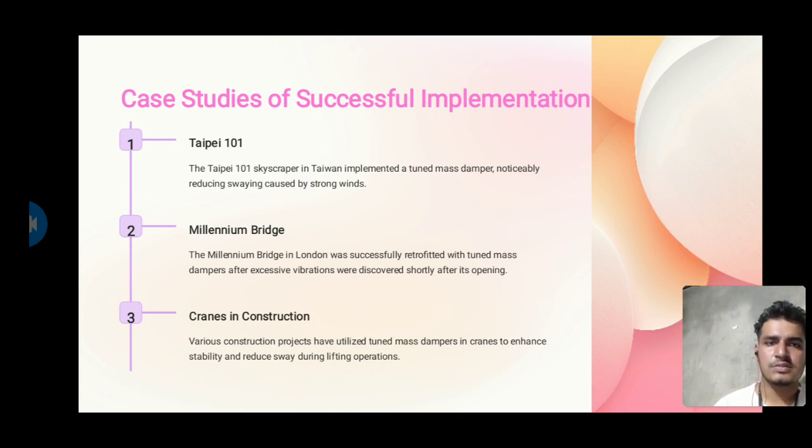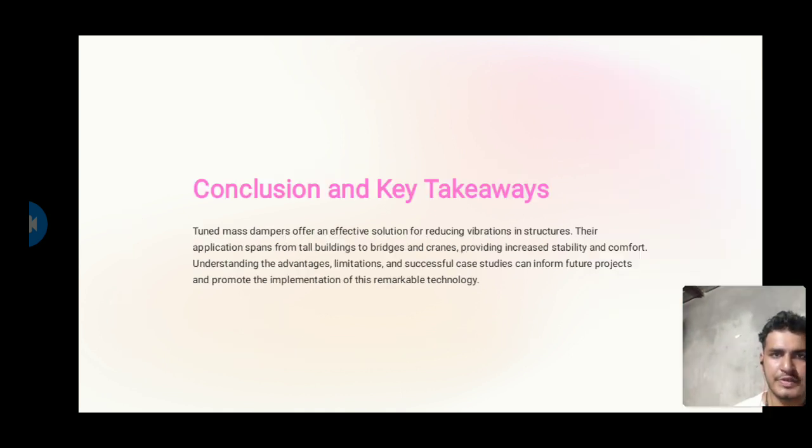The cranes in construction: various construction projects have utilized tuned mass dampers in cranes to enhance stability and reduce sway during lifting operations. The final key words, or the conclusion. The tuned mass dampers offer an effective solution for reducing the vibration in structures. Their applications span from tall buildings to bridges and cranes, providing increased stability and comfort.